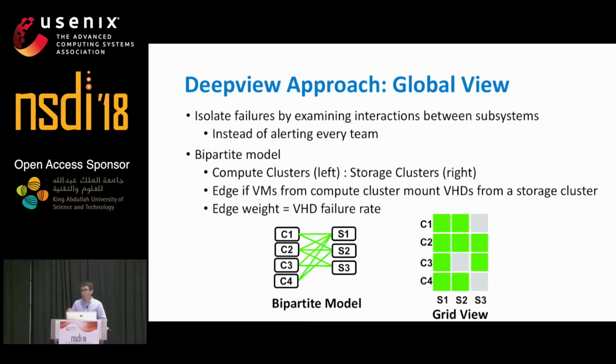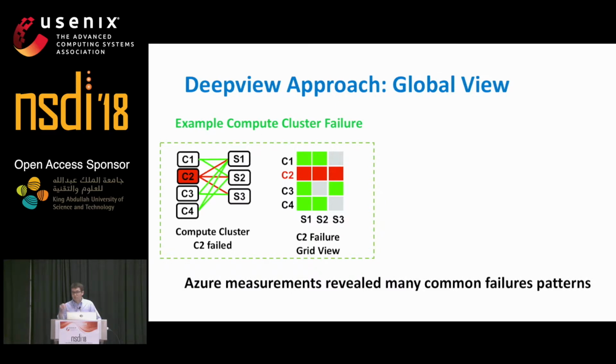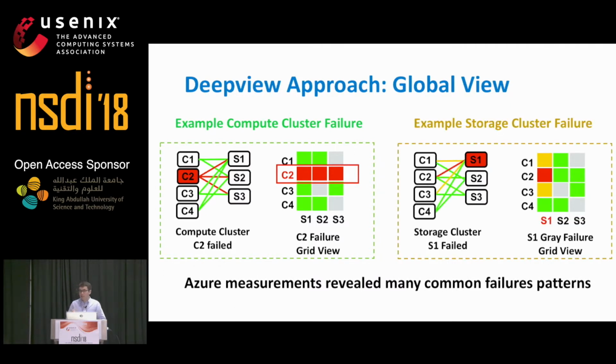Now we can better visualize this bipartite model using a two-dimensional grid. The color here will indicate the VHD failure rate. This model might seem really simple, but once we put production data in it, some failure patterns immediately jump out at us. For example, when we have compute cluster failures, we typically get a row of red cells pointing the finger at the faulty compute cluster. In other cases, when we have storage cluster failures, we'll typically see a different type of failure pattern, where we get a column of troubled cells with a mix of failure rates.